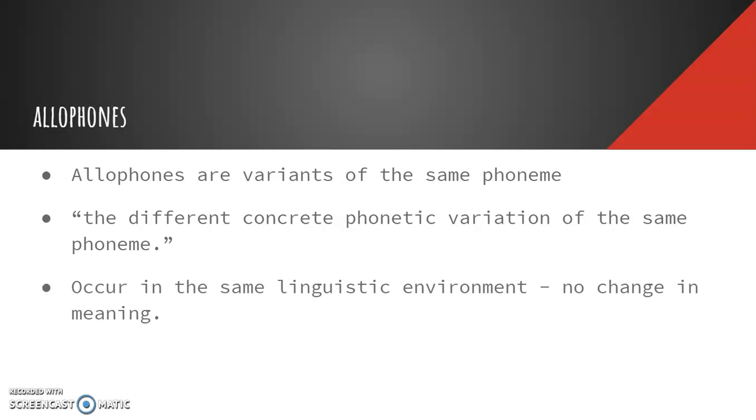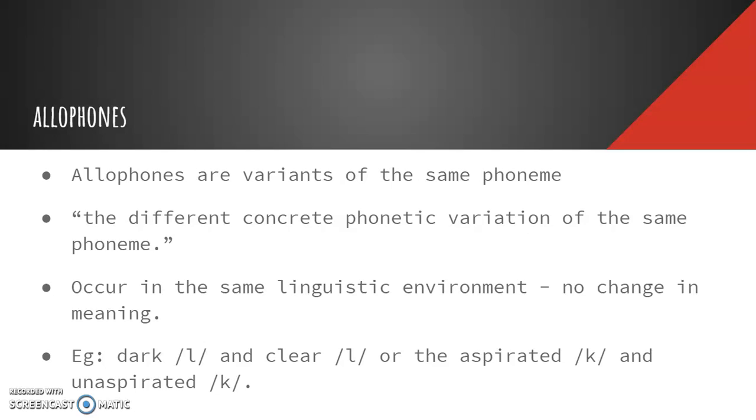They do not bring about a change in meaning. They are usually seen in the same language, in the same linguistic environment. Instead, there is a variation in the way in which it is pronounced or articulated. For example, the dark L and clear L, or the aspirated K and the unaspirated K. These are examples.